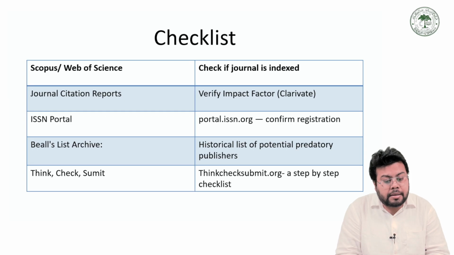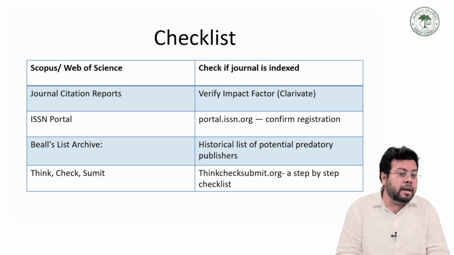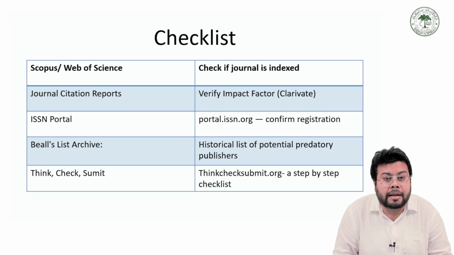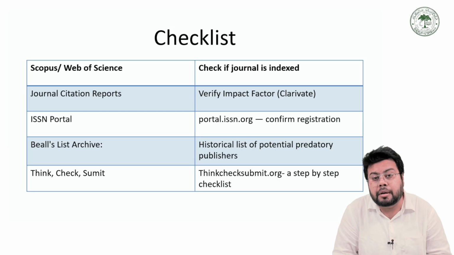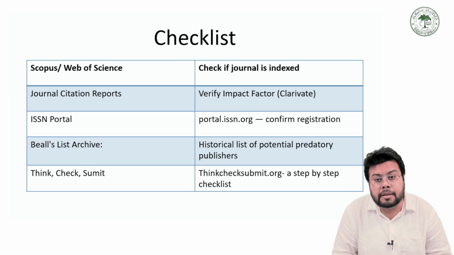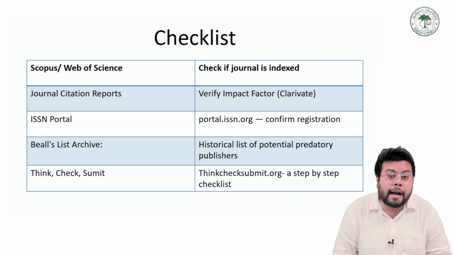Now, these are the checklist of certain Scopus websites, Web of Science and journals that are indexed. But in order to check if the journal is indexed or not, first we need to know what an indexed journal is. An indexed journal is a journal that has been included in a recognized bibliographical database or indexing service. These databases collect information about journals and their articles, making them easier for researchers to find, cite, and evaluate.